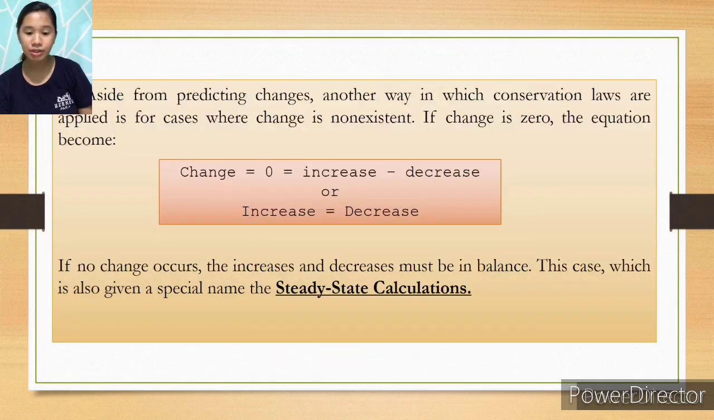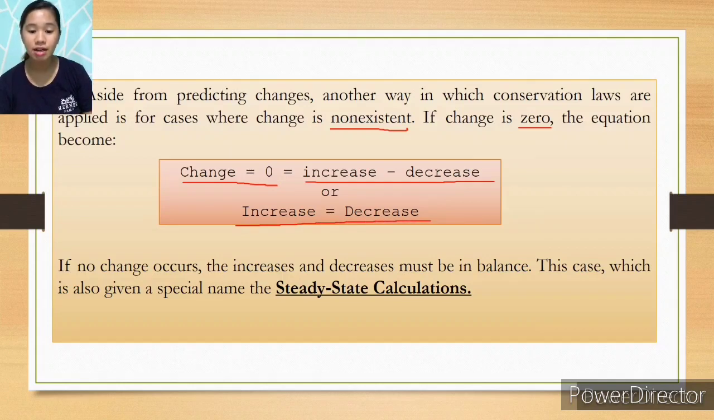Aside from predicting changes, another way in which conservation laws are applied is for cases where change is nonexistent. If change is zero, the equation becomes: change equals zero, or increase minus decrease equals zero, or increase equals decrease. If no changes occur, the increase and the decrease must be balanced. This case is also given a special name: the steady state calculation.